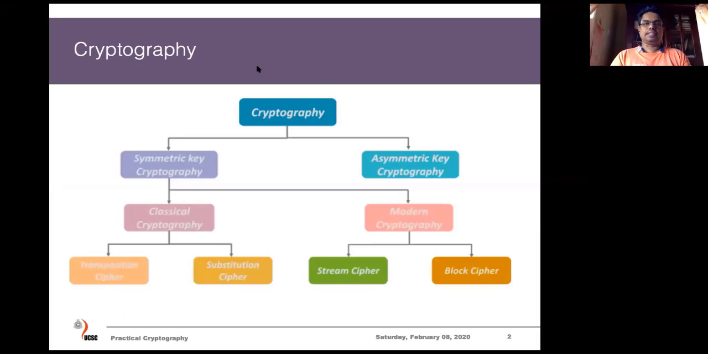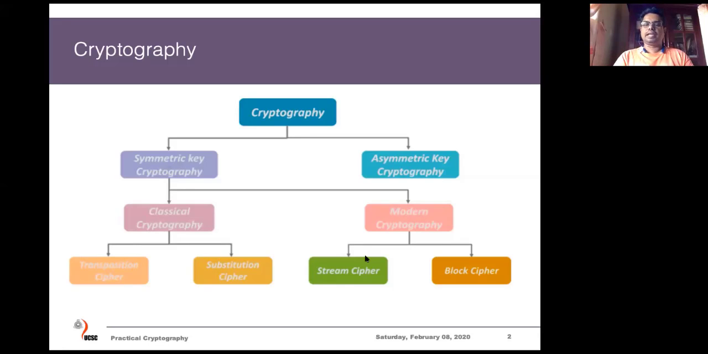In this practical cryptography course, we're going to cover the entire cryptography domain and its applications. We discussed cryptography, and then we said there are two types of cryptographic algorithms, symmetric and asymmetric. In symmetric cryptography, there are two categories, classical cryptography and modern cryptography. We discussed classical cryptographic algorithms, and also modern cryptographic algorithms.